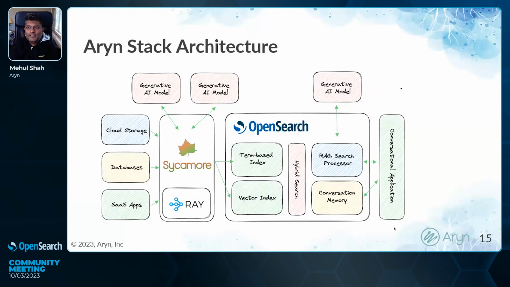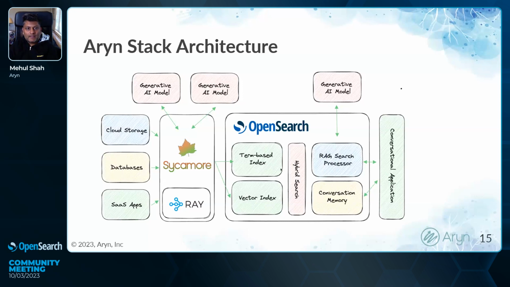So just briefly, let me tell you that Sycamore runs on Ray. It's a distributed system for taking all the data that you have in your cloud stores, and we want to add more sources, things like databases and SaaS apps, as well as generative AI models. And what it does is it coordinates the interaction with generative AI models.